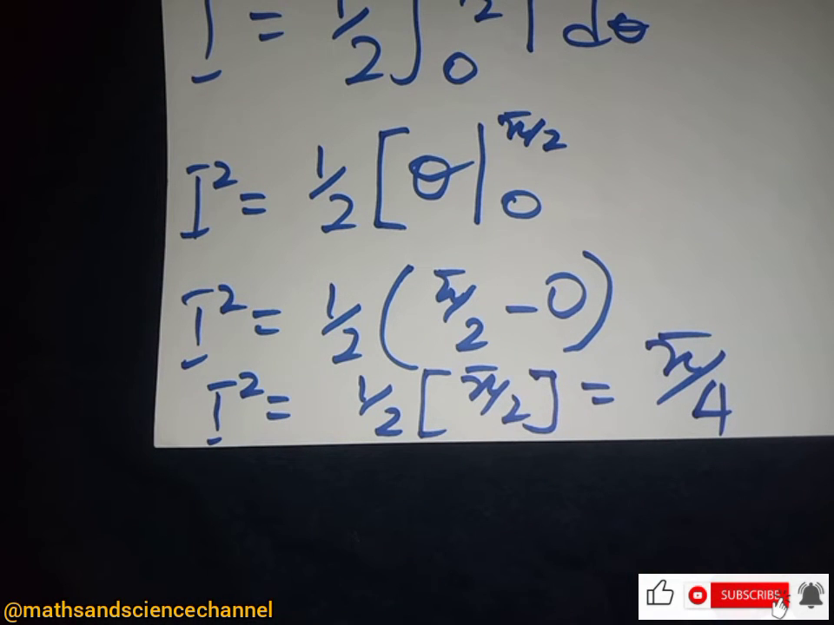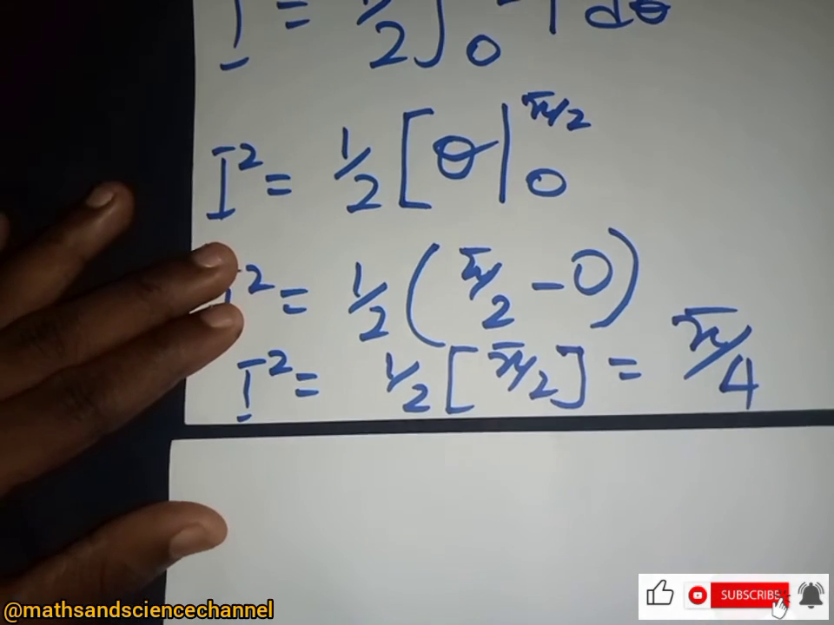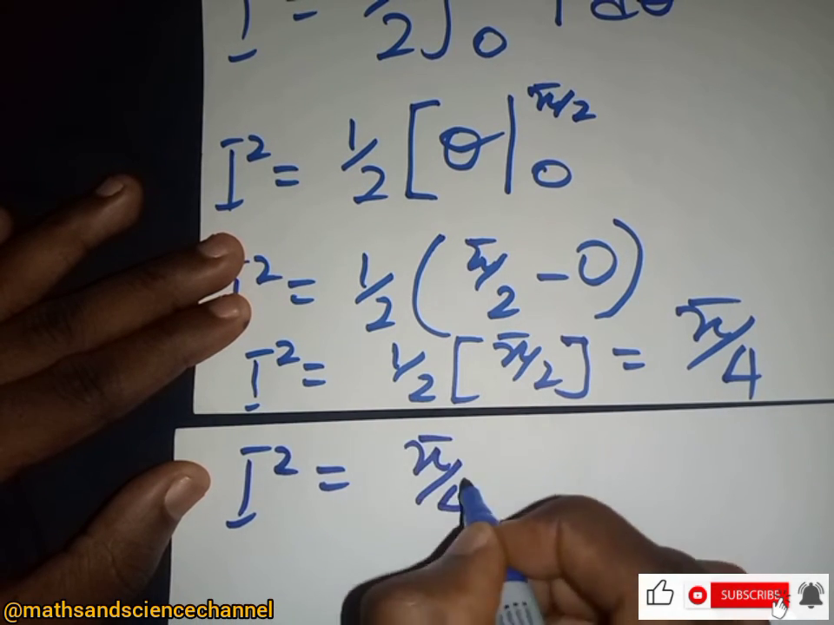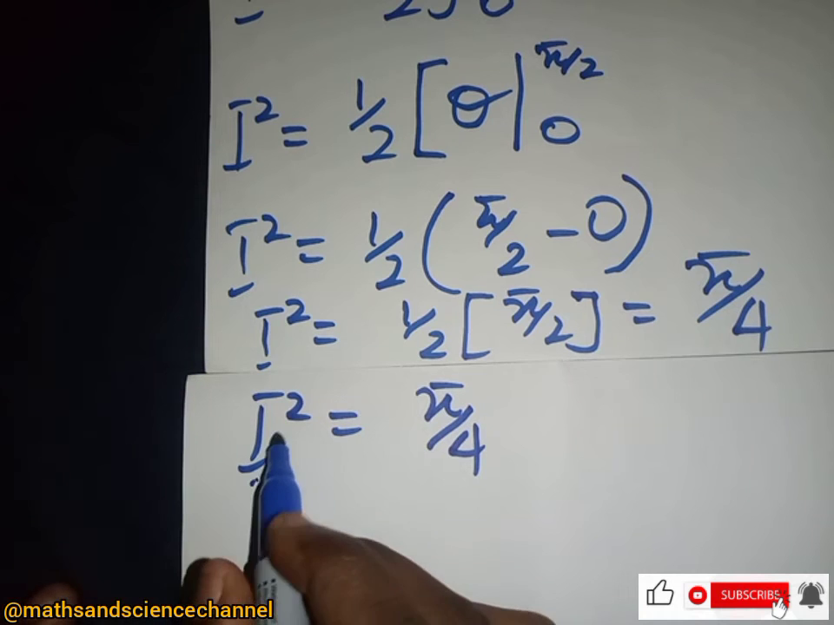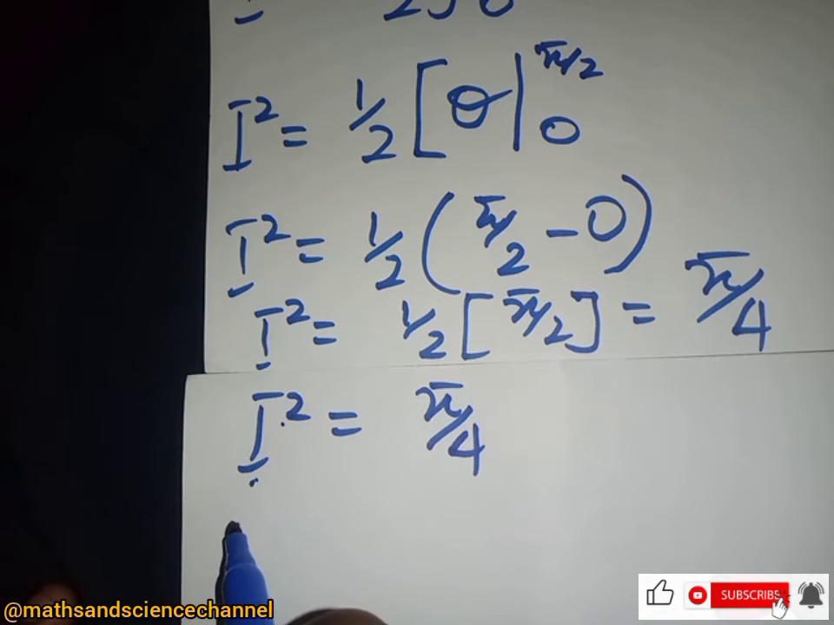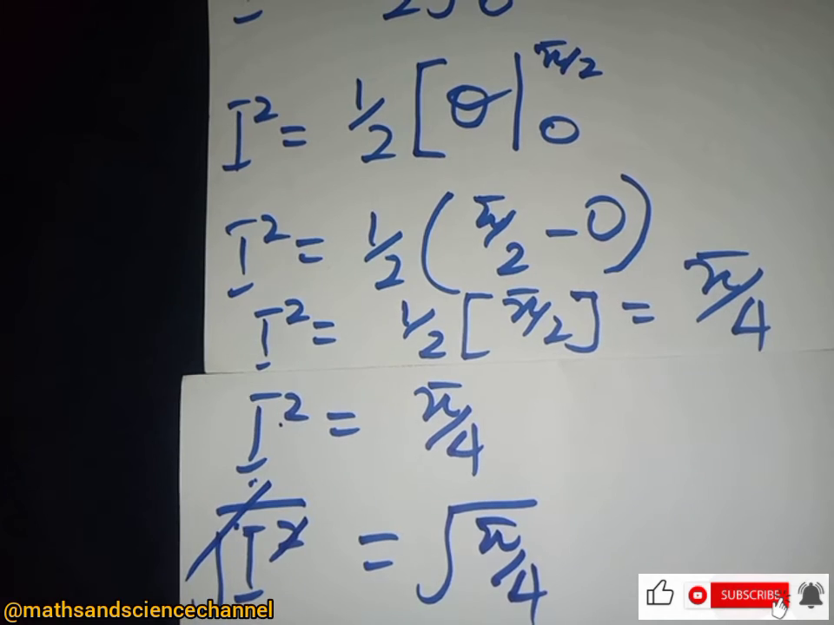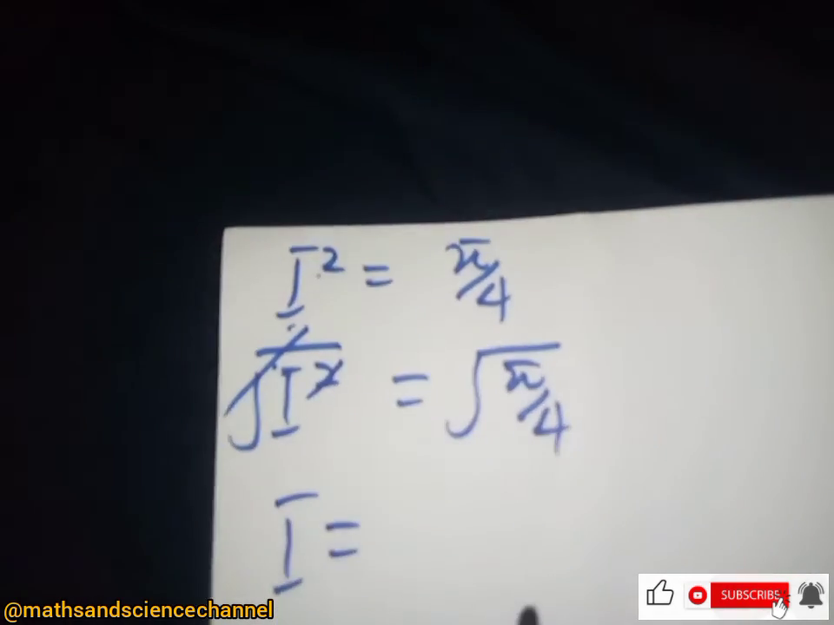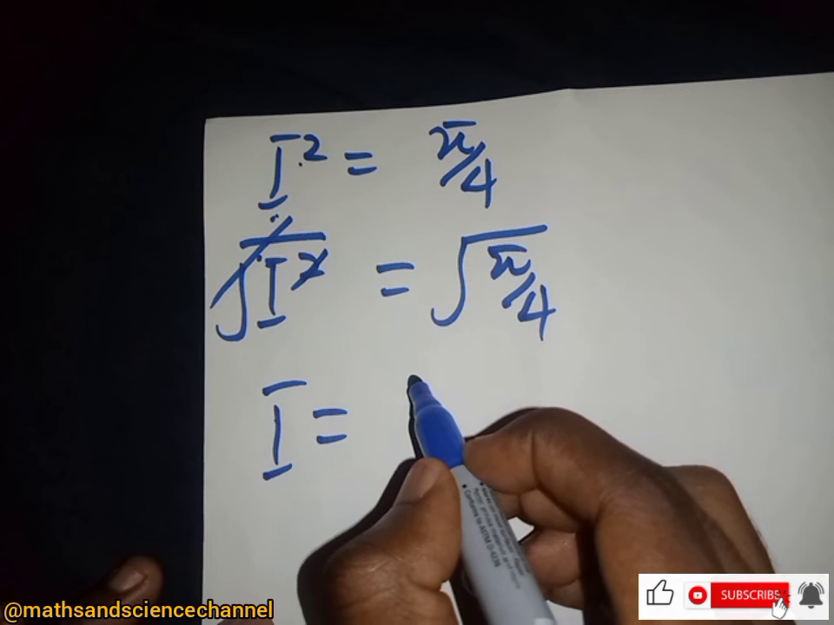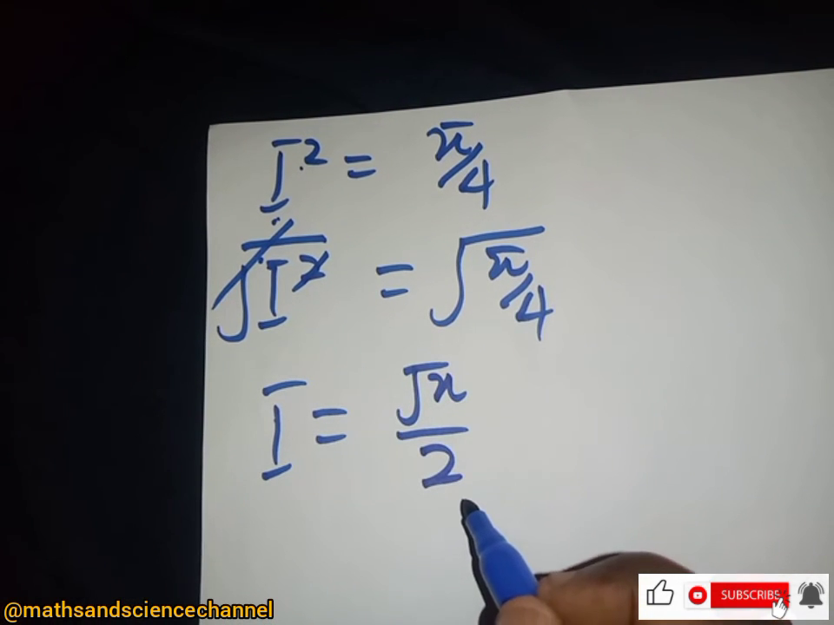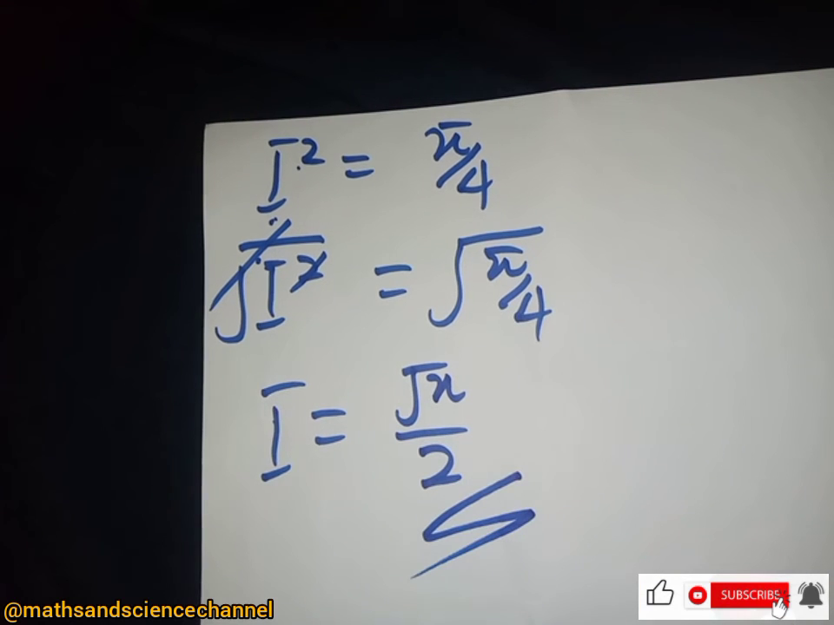But then we have to find the integral, not the double integral. So since we have I squared being equal to pi over 4, to find just the integral but not the double integral, let's put square root on both sides. This will cater for that, and then our integral will be the square root of pi over 2, and that will be the value of the integral.